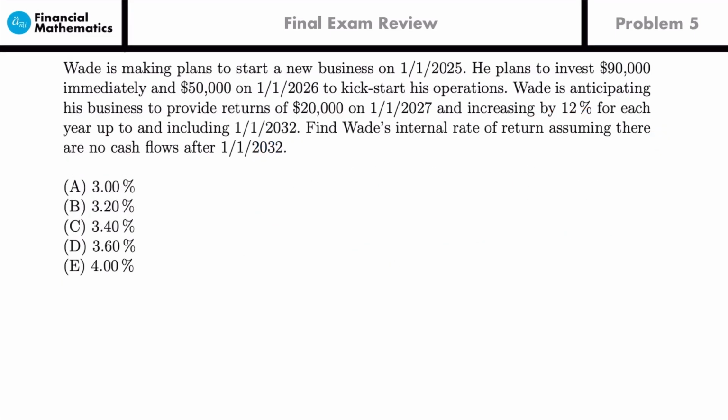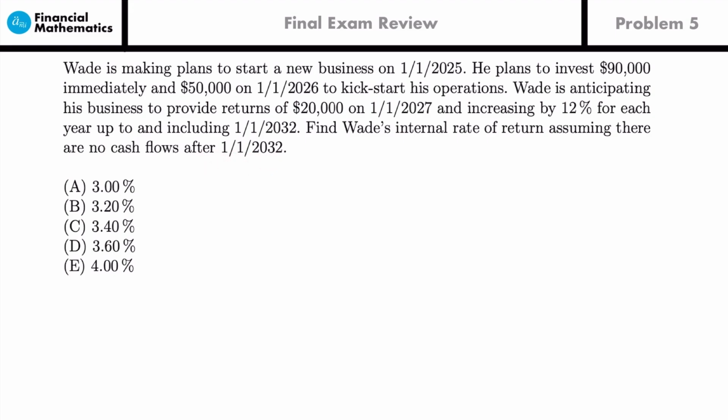Okay, for our fifth problem, we have Wade is making plans to start a new business on January 1st of 2025. He plans to invest $90,000 immediately and $50,000 on January 1st of 2026 to kickstart his operations. Wade is anticipating his business to provide returns of $20,000 on January 1st of 2027 and increasing by 12% for each year up to and including January 1st of 2032. Find Wade's internal rate of return, assuming there are no cash flows after January 1st of 2032.